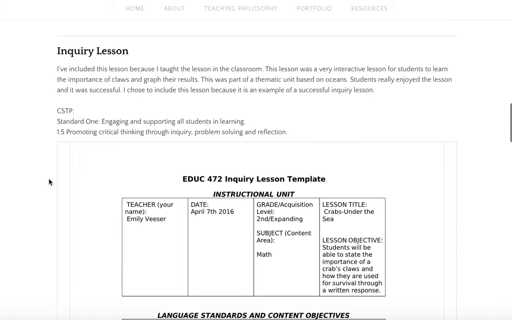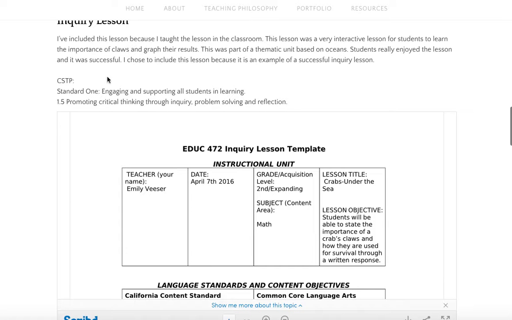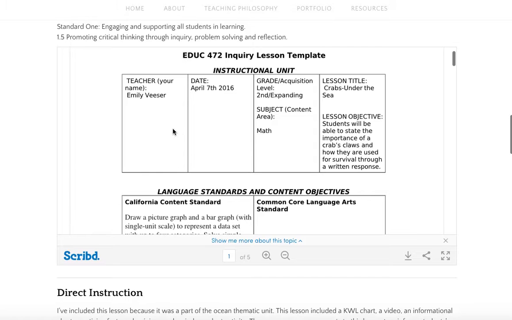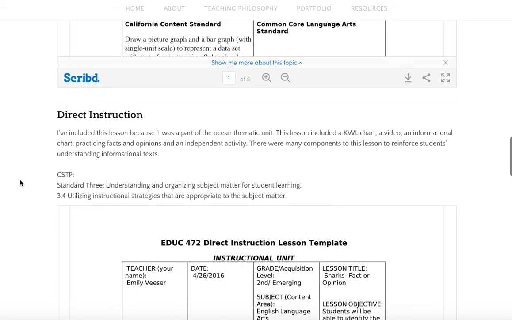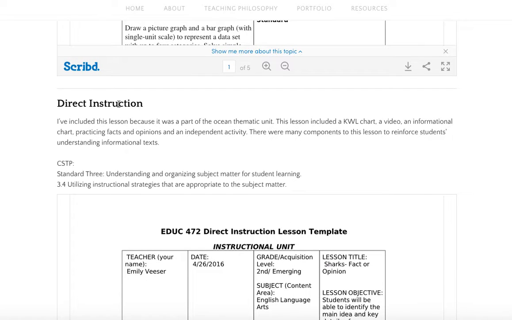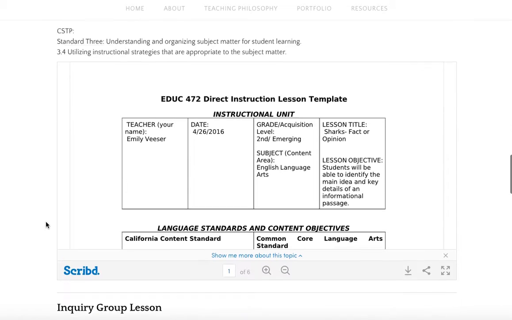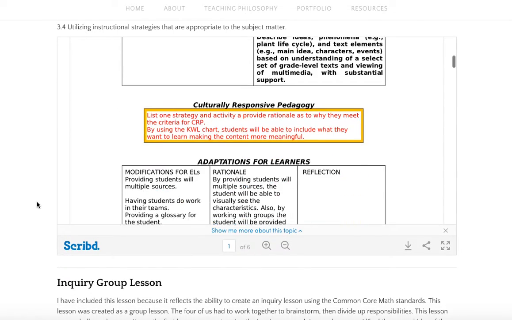I also included one of the first inquiry lessons I ever wrote from 460 or 474, excuse me. So I included that it was part of a thematic unit, and I also included the CSTP for each lesson and everything that's included in the portfolio portion. So there's that inquiry lesson. I also included a direct instruction lesson that also went with the same ocean theme. So that also has the CSTP, and the lesson is right here.